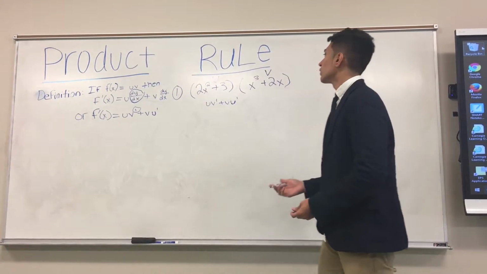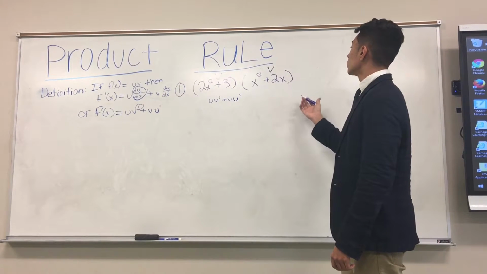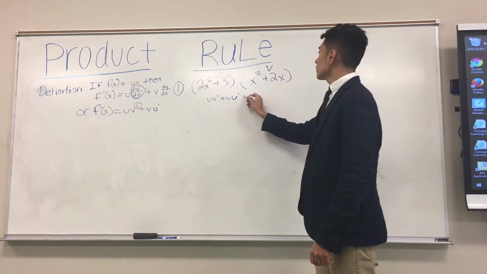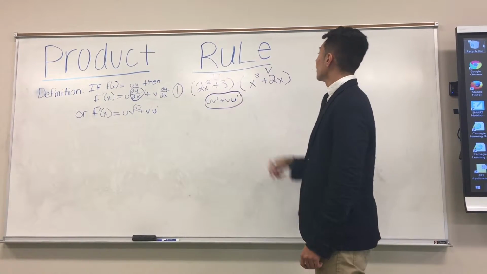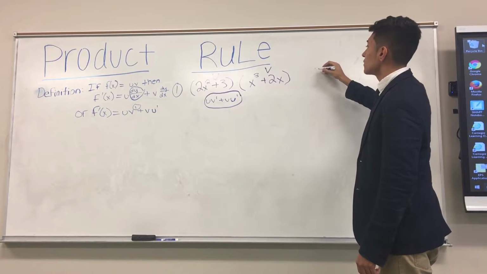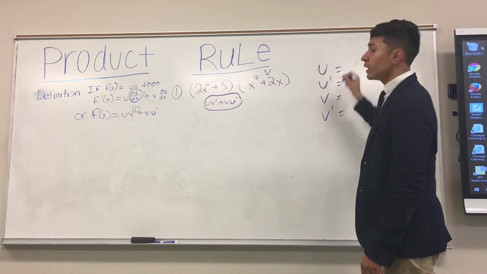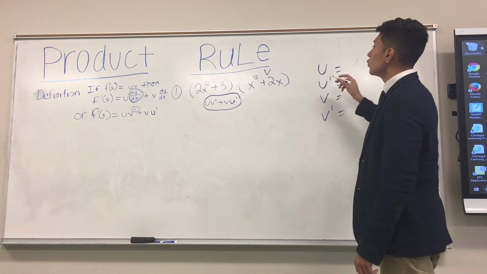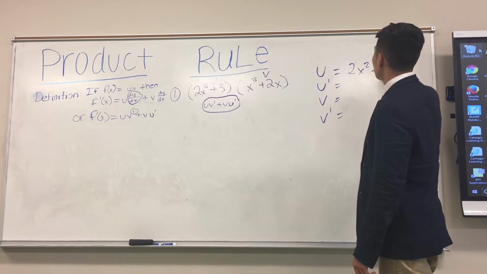It's a simple equation. You see, we have 2x cubed plus 3 times x cubed plus 2x. So basically, we use this equation right here. And we can make a little list, to make it easier for our classmates. We have u, u prime, v, v prime. And then now we're just going to table them. Simple. U would be 2x to the second power plus 3.